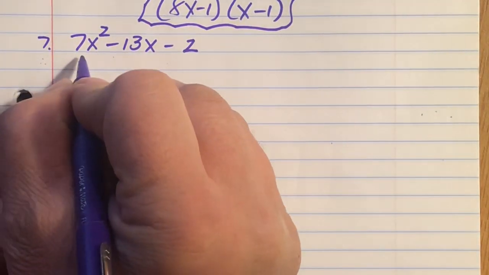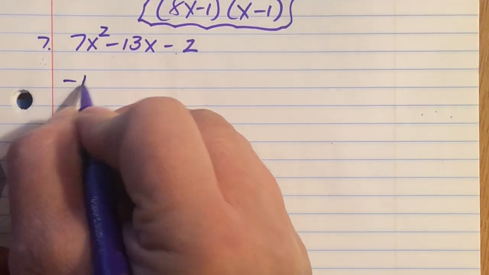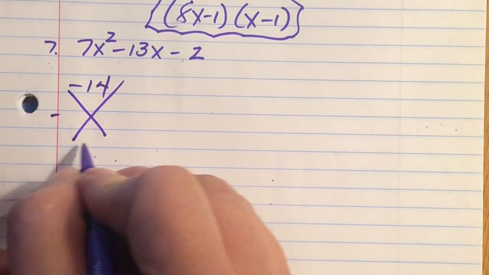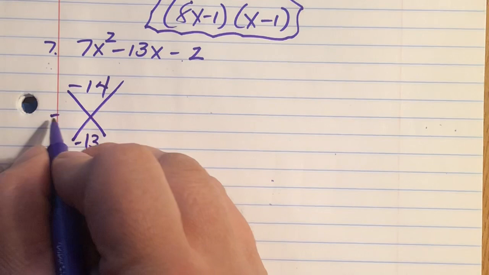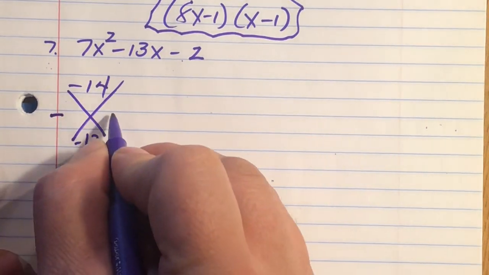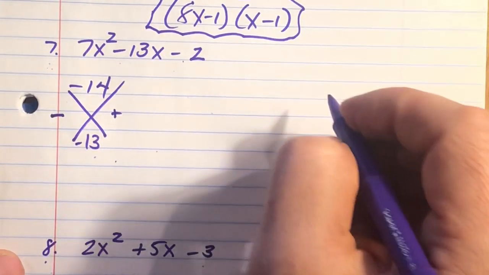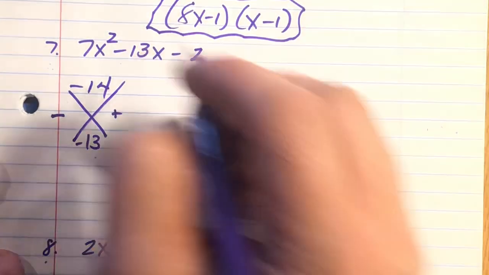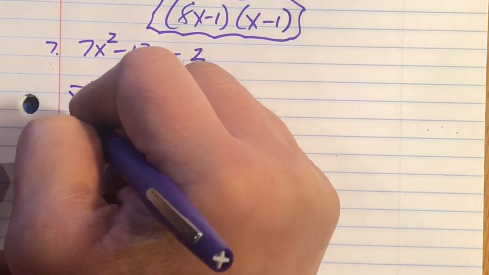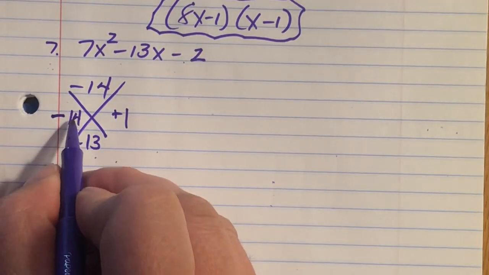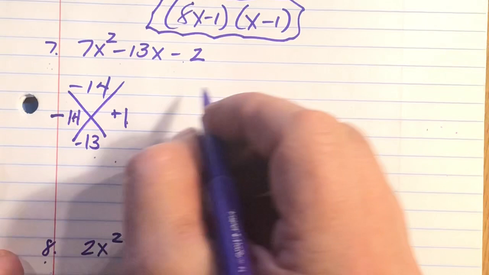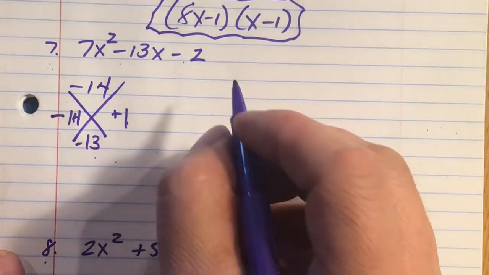All right, let's go ahead and multiply these two together. -14, I gotta add up to a -13. So I know one's gonna be a negative and one's gonna be a positive. So what about -14 and a +1? Multiply them together to get that, add them together to get that.